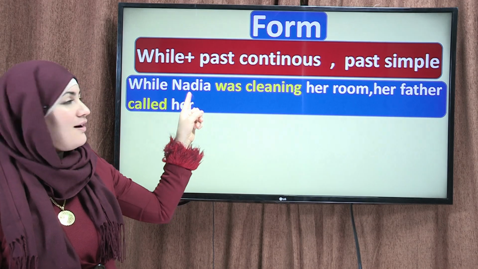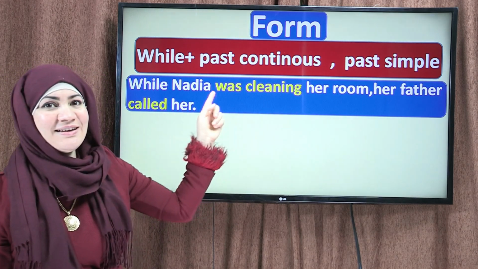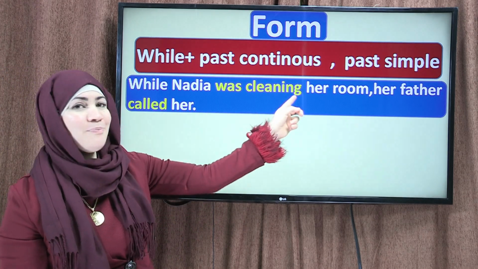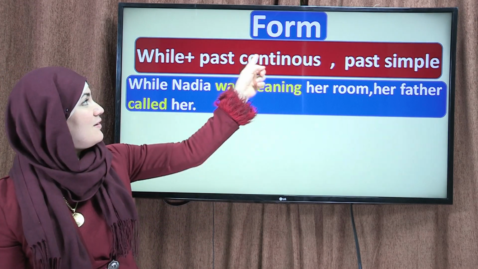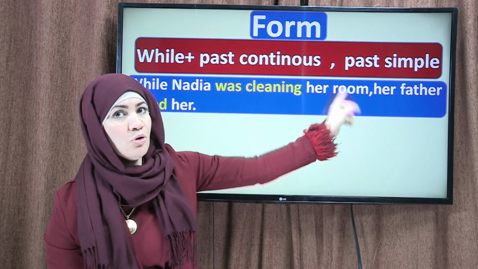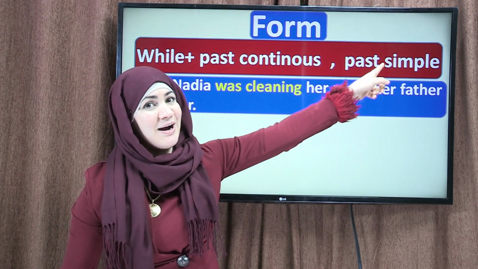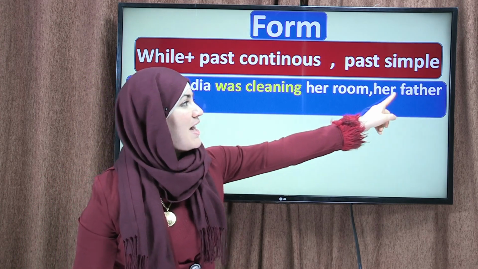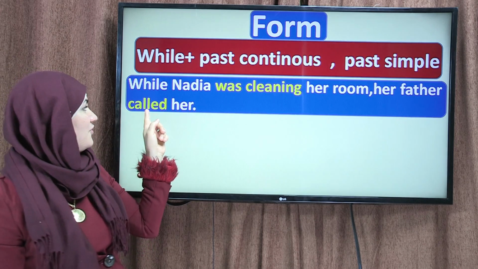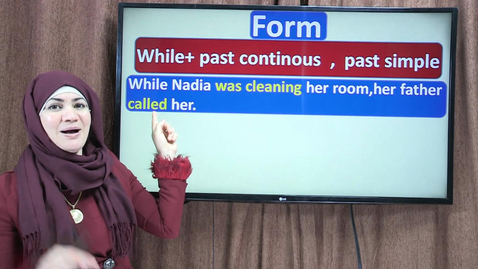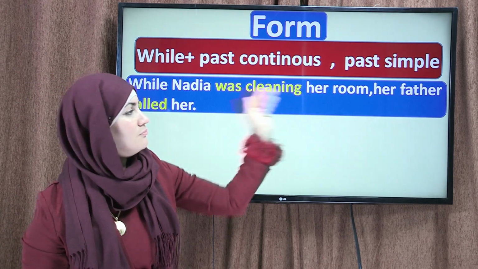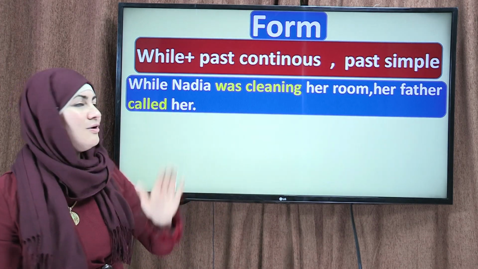While Nadia was cleaning. لدينا هنا while. بعد while we have the verb in past continuous. While Nadia was cleaning her room. The second part in past simple. Her father called her. The verb call is in the past simple. While Nadia was cleaning her room, her father called her.